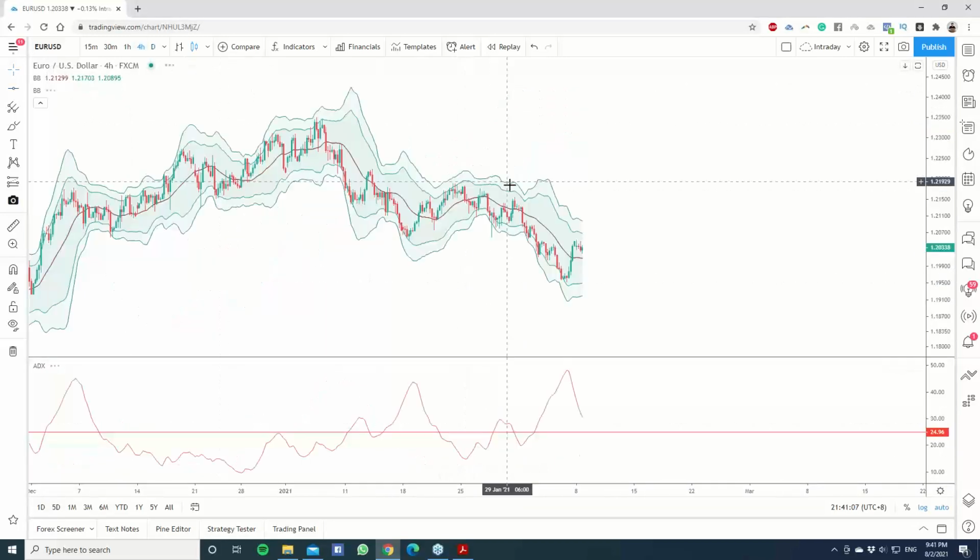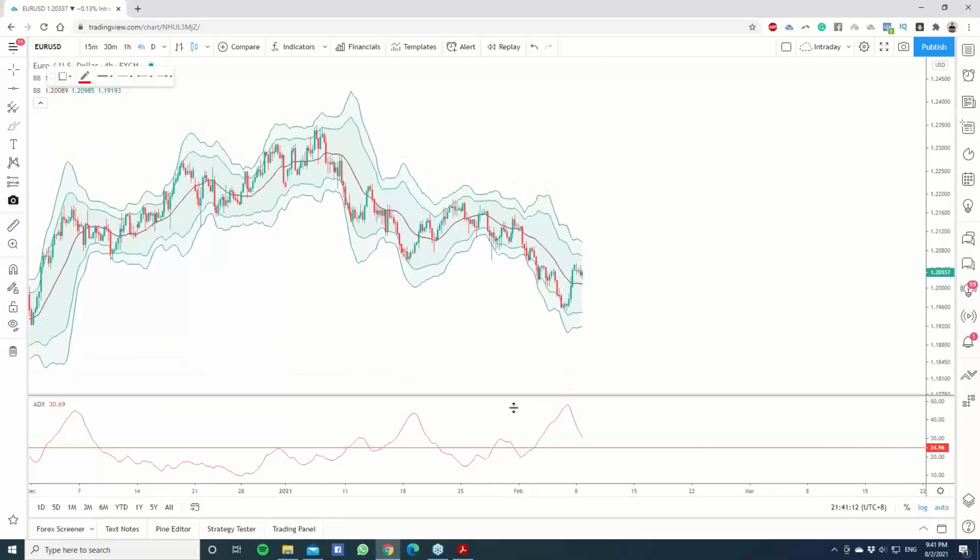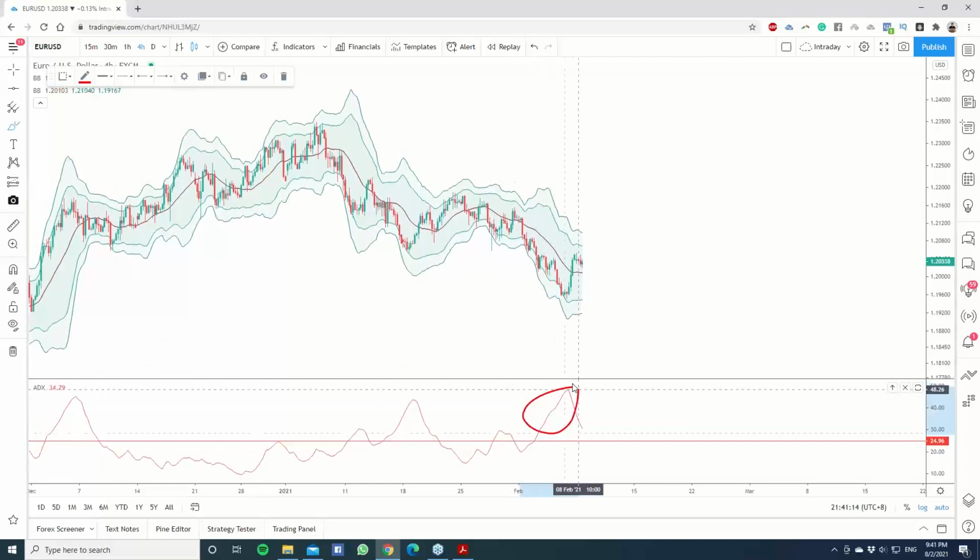Let's say you took a look at the 4-hour. This ADX is above 25, so it's basically in a trend environment. You wouldn't want to use the BB bounce, because even here you can see this is more like a 4 o'clock move. It's in a trend, so don't use the BB bounce strategy. So that's how you can utilize it.